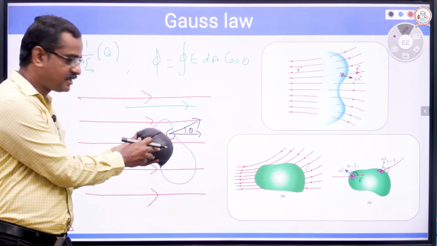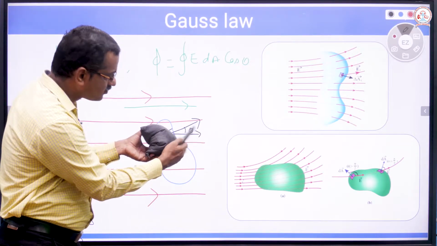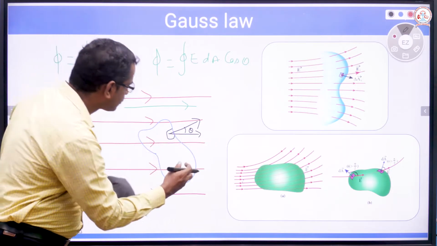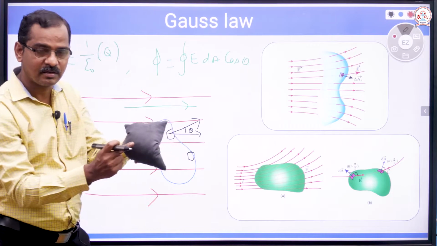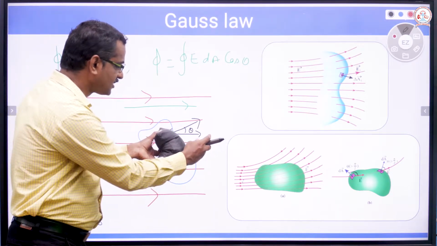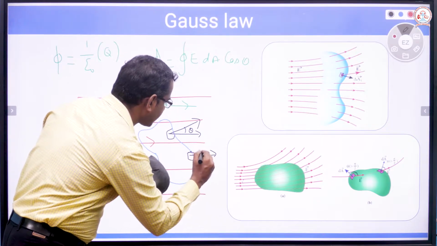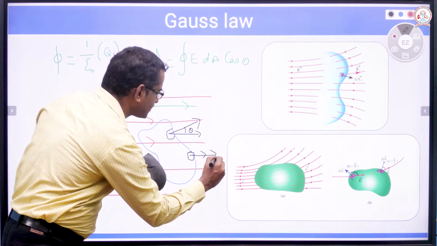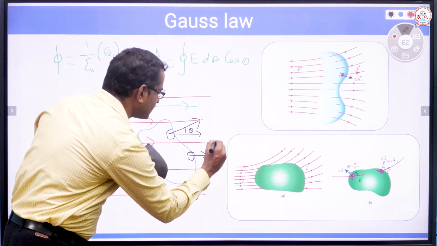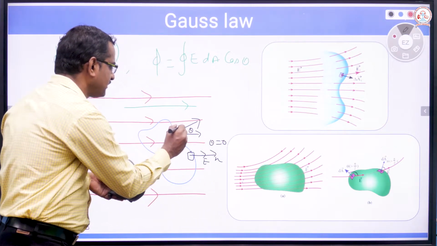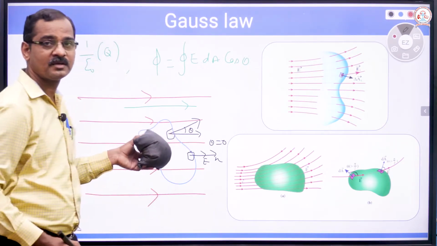For the same object, I can consider a small area here. If we consider a small area, this is normal. Normal is along the direction of electric field. This is normal, this is the direction of electric field. In this case, theta is equal to 0. In the previous case, theta is not equal to 0. It lies between 0 and 90.